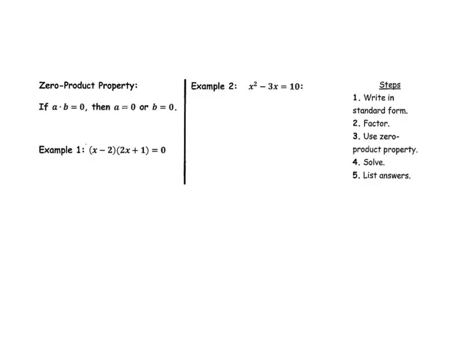Okay? So example number 2. Still in the box right there. Oh, it says equals 10. It doesn't even say equals 0. What do I do? Subtract the 10. Move the 10 over so that everything is together.